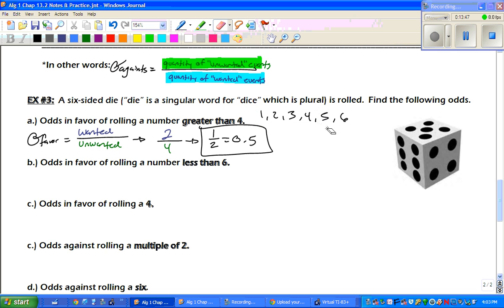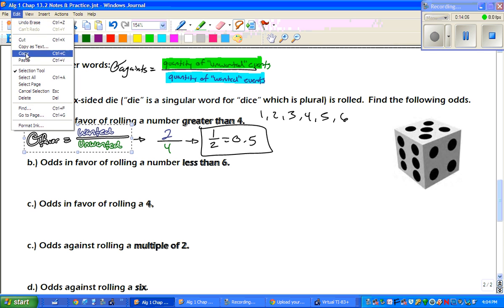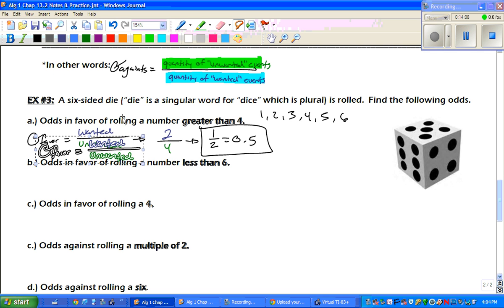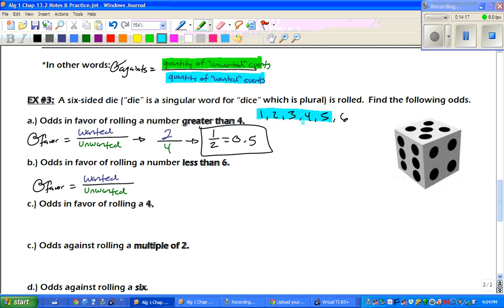Okay, so this is just a little different because we're not doing your total, you're doing the options you have for it and the options you have against it, and that's it. Okay, so let's take a look. For the next one, we're doing the same thing. Odds in favor of rolling a number less than 6. Okay, well the numbers that are less than 6 are 1, 2, 3, 4, and 5.